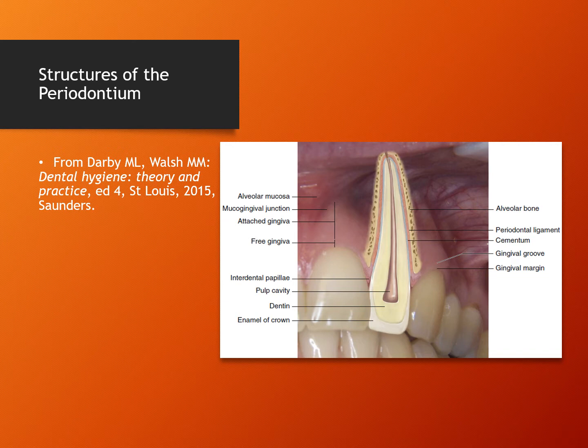There is the free gingiva, which is this area right here that surrounds the tooth, and then the attached gingiva, which is this part of the gum tissue. Then there is the sulcus, which is the space between the tooth and the free gingiva. So here is the sulcus right here.